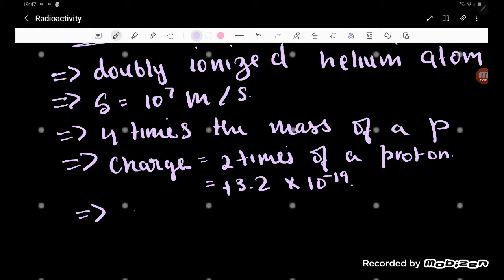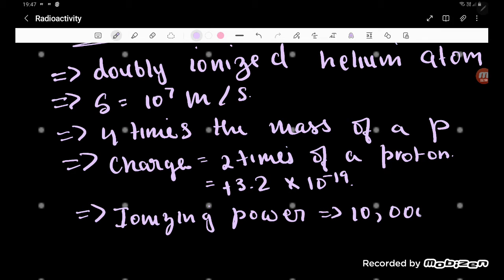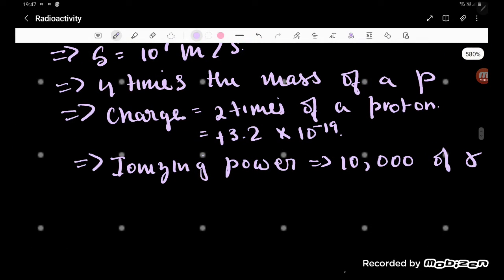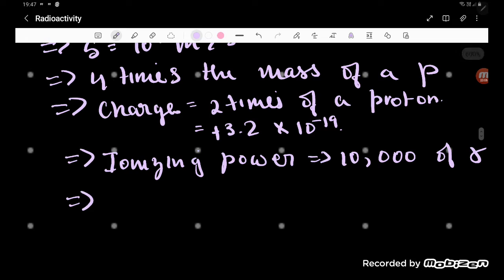Next point is ionizing power. Its ionizing power is maximum, which is 10,000 times that of gamma rays. Since its ionizing power is the most, its penetrating power will be the least.